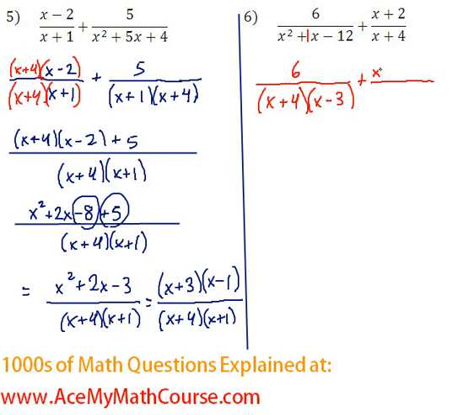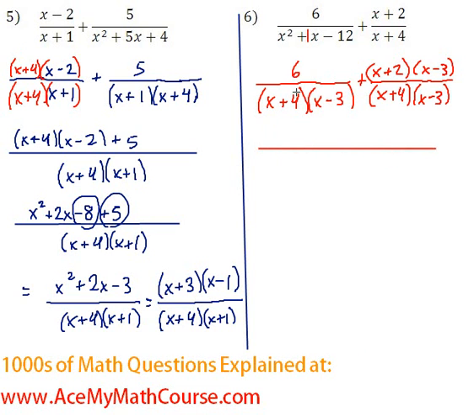Over on this fraction, we have x plus 2 over x plus 4. And I want a common denominator. The only element that this guy is missing is the x minus 3. So I will multiply this fraction by x minus 3 over x minus 3. And now, of course, we have the common denominator. Wonderful. Great.